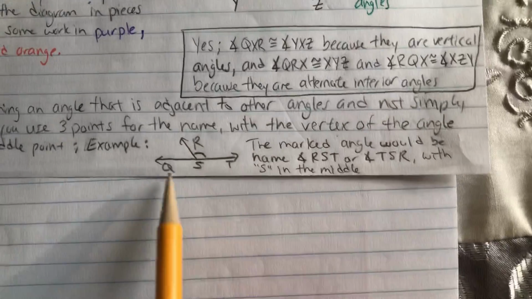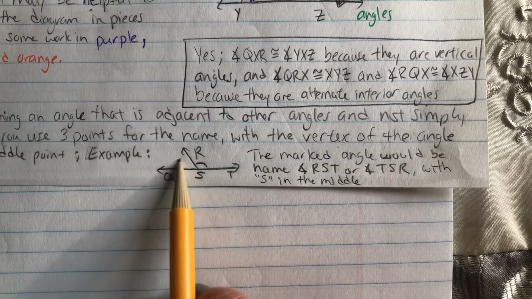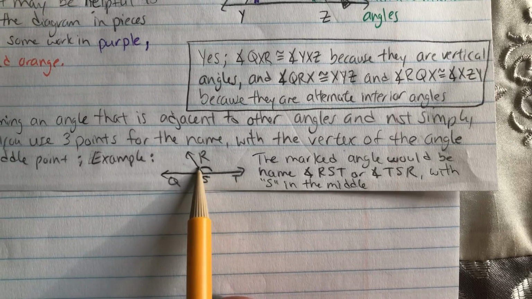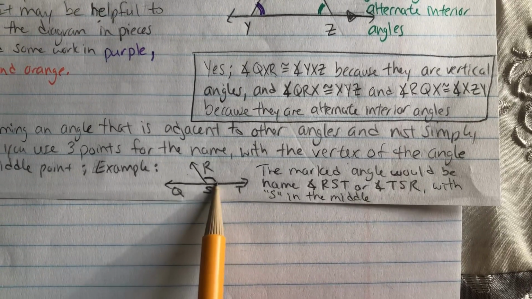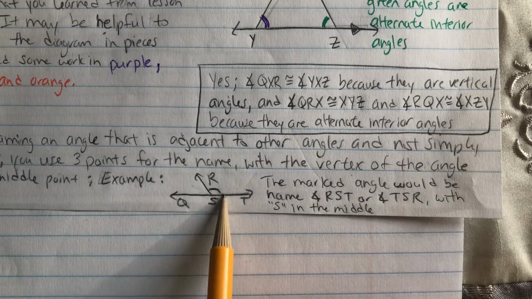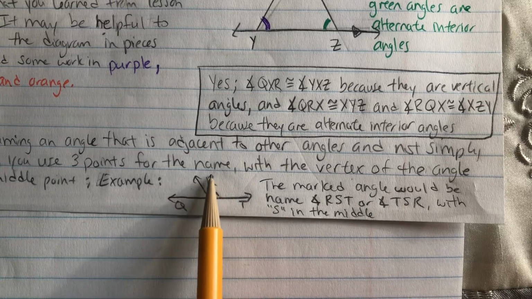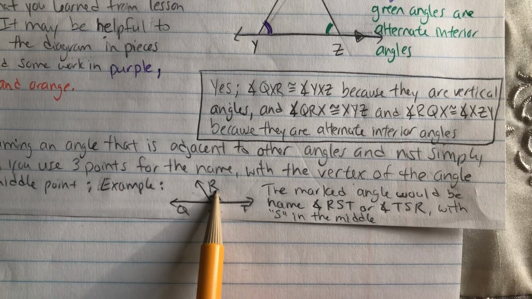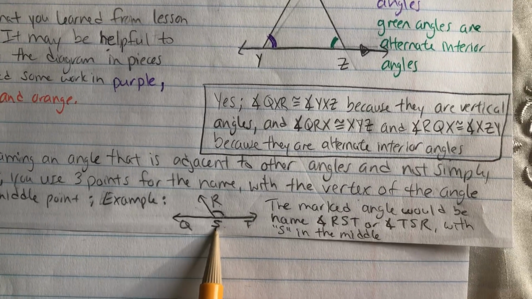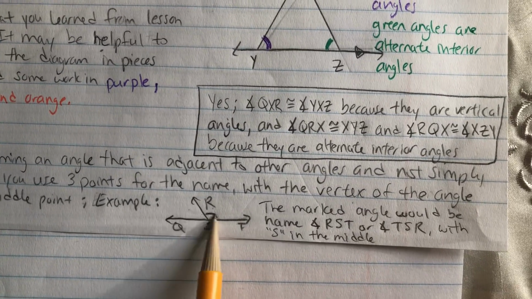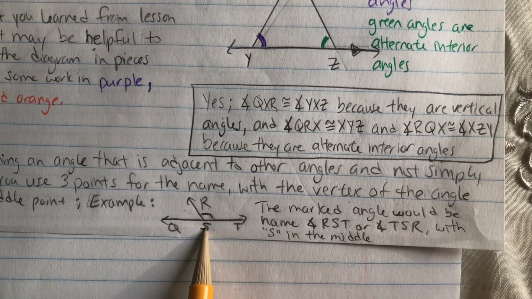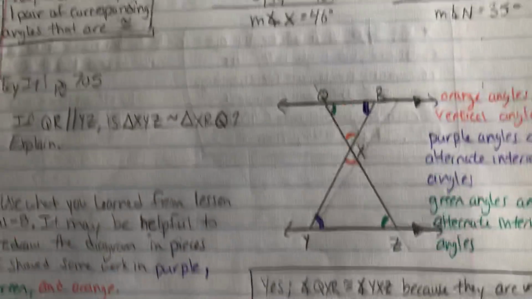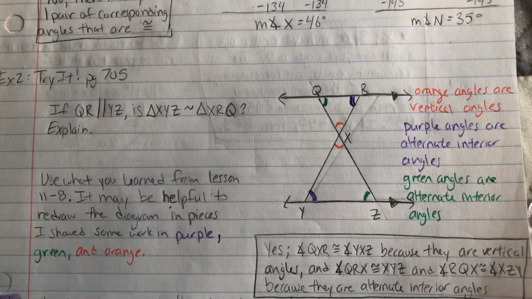So here's a simpler example. Here we have two angles that form a straight line, and let's say we want to focus on this obtuse angle. Okay, there's two ways we can name this. We can either name this angle RST or angle TSR. We can't just call it angle S because there's two angles formed here at this vertex. Okay, so that's going to come in play with example 2.